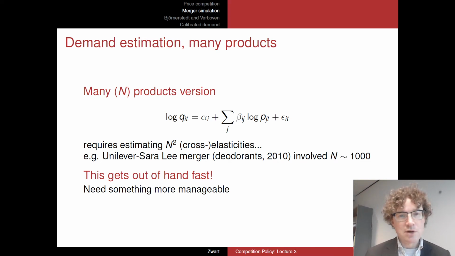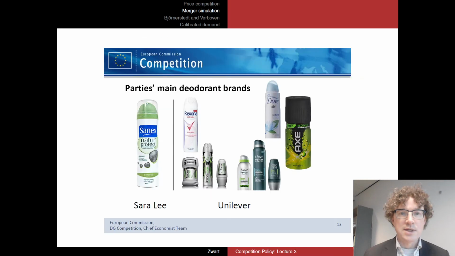So one version of a demand equation that is more manageable, which is actually used in some form or other, is logit demand. So we're going to look at logit demand in the case of this particular merger that I just mentioned. The Sara Lee and Unilever merger, in which Sara Lee produces, before the merger, the Sanex product, and Unilever had a lot of different products like Axe and Dove and Rexona, so products that you might know from your local supermarket.